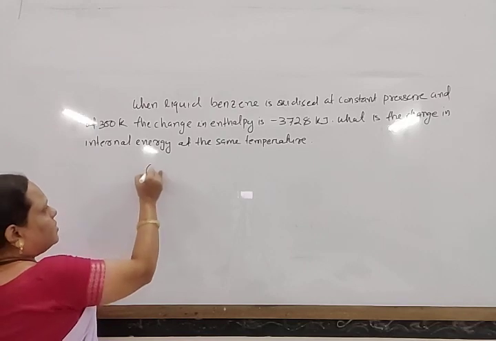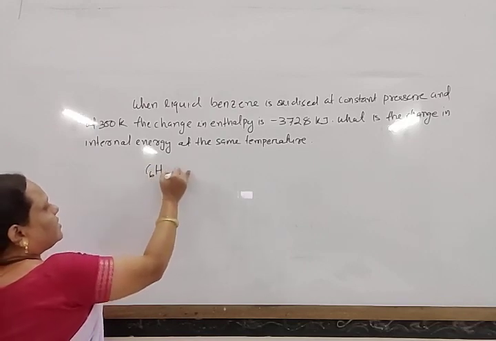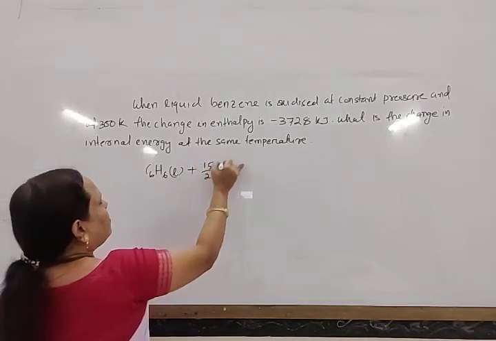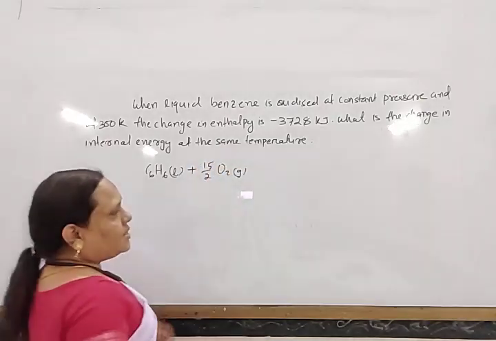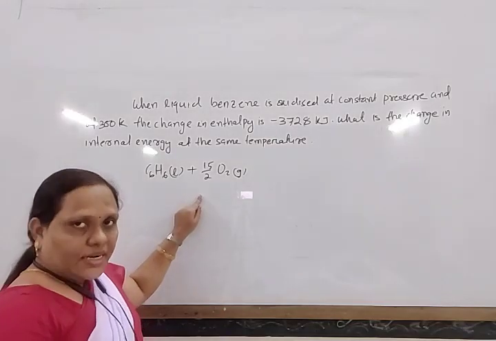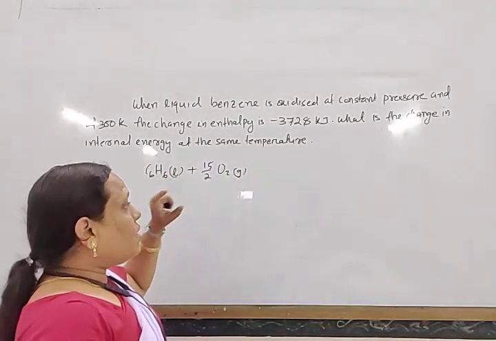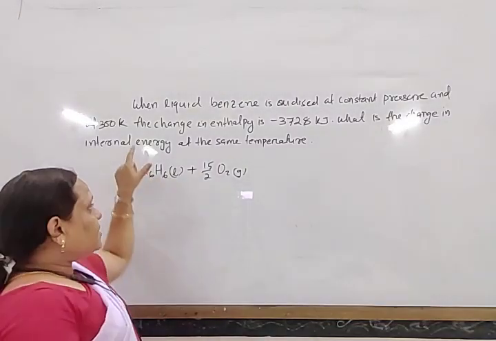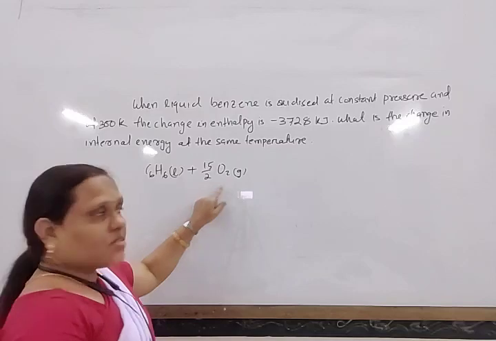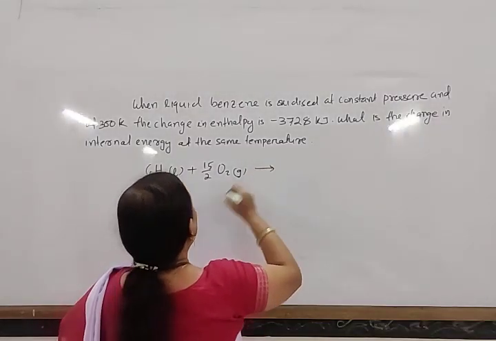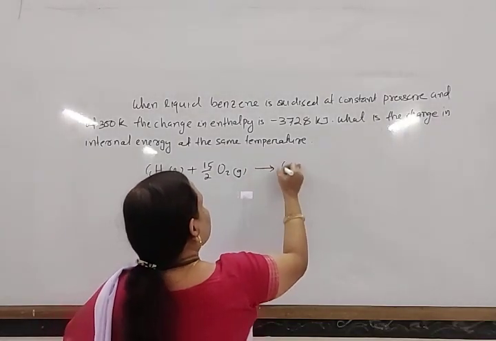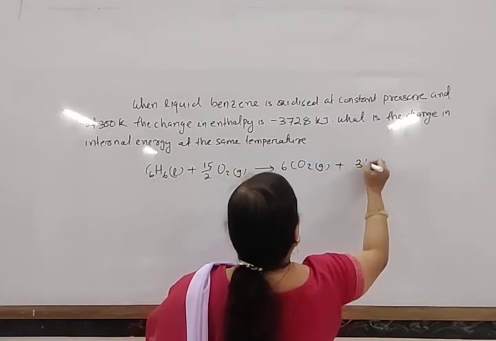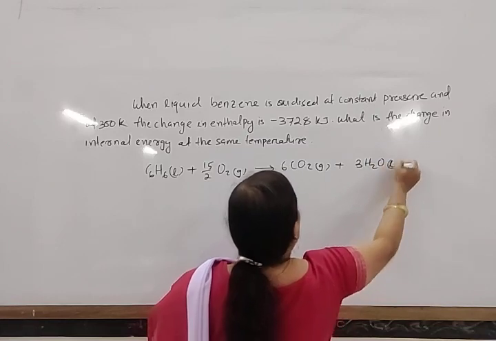Write the equation. The equation is C6H6 benzene liquid plus 15 by 2 O2 gas, giving rise to 6 CO2 gas plus 3 H2O liquid. To solve this problem, first we have to write down the states, the phases. Benzene exists in the liquid phase, oxygen exists in the gaseous phase.